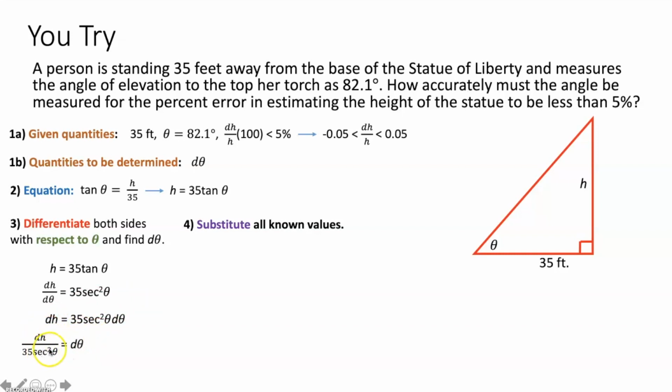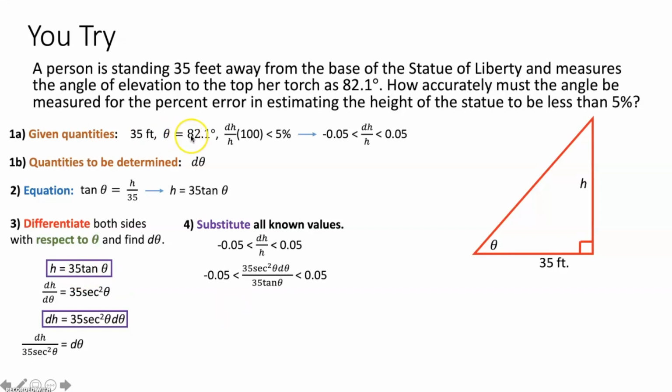So we're not going to use this. Instead, we got to use something else. Why don't we use this? So if we know that the relative error in estimating the height has to be between negative 0.05 and 0.05, we can then substitute in what we know dh and h have to be, right? We already solved for those over here. dh is equal to 35 secant squared theta d theta, and h has to equal 35 tan theta. Theta is going to be equal to 82.1 degrees, so we can plug that in here and here. And now the only variable left is d theta, which we could then solve for. Perfect. Again, it's a little bit different than what we normally do because we weren't able to just plug something in for dh. We had to go back and use this inequality that we created at the beginning.